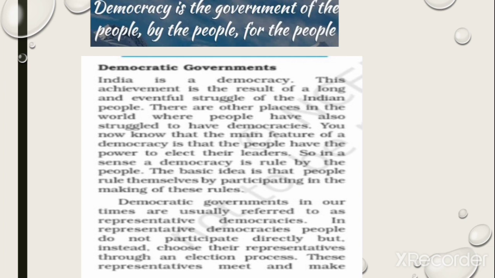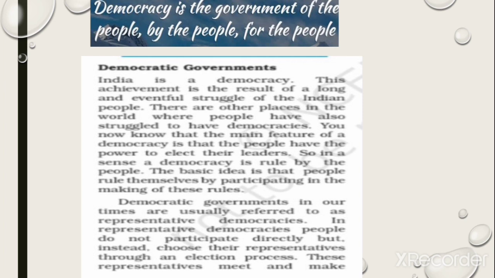The third point given in the paragraph is about universal adult franchise. It tells that a government cannot call itself a democratic government if it does not allow all the people to vote. So all adults in the country are allowed to vote, and that is known as universal adult franchise. The fourth point is that it was not always like this.